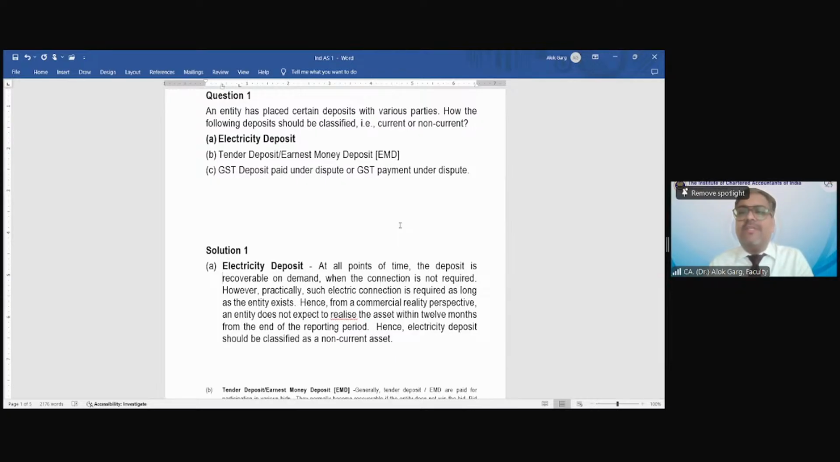The question is only asking about tender deposit or earnest money deposit. The question has not given you any dates or any other information. So what should be your answer? As you have rightly mentioned, if the tender deposit or earnest money deposit is expected to be realized or adjusted within 12 months from the reporting period, in that case it has to be classified as current asset. Otherwise, it has to be classified as non-current asset.